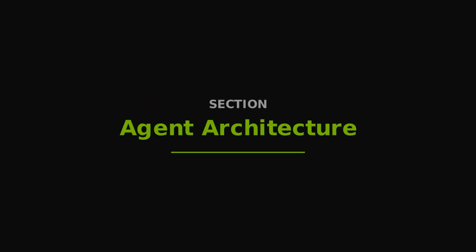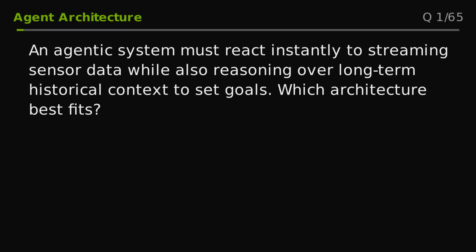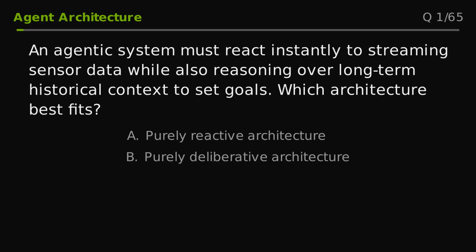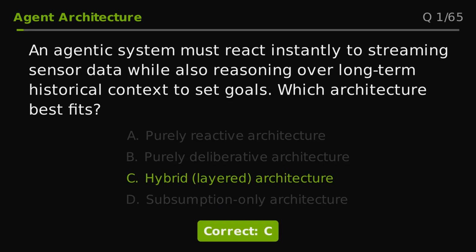Next section. Agent Architecture. Question 1. An agentic system must react instantly to streaming sensor data while also reasoning over long-term historical context to set goals. Which architecture best fits? Option A: Purely reactive architecture. Option B: Purely deliberative architecture. Option C: Hybrid layered architecture. Option D: Subsumption-only architecture. The correct answer is C.